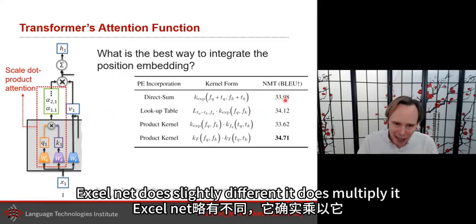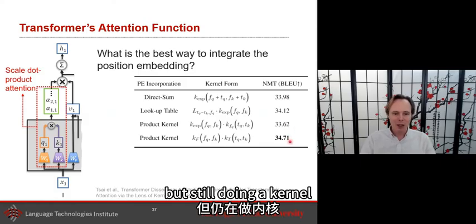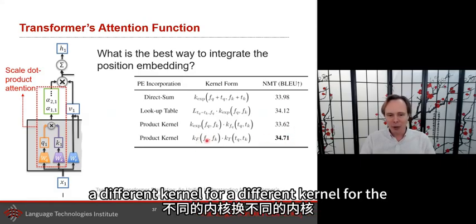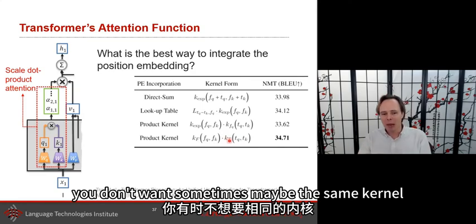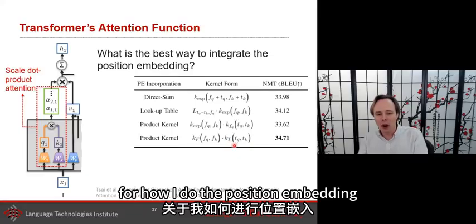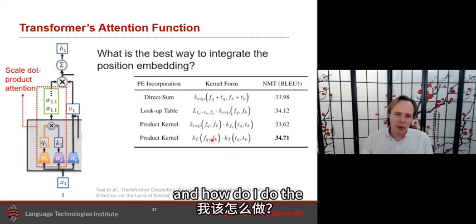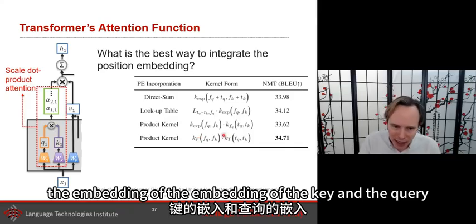While XLNet does something slightly different, it does multiply, but it is still doing a kernel, a different kernel. You don't want sometimes maybe the same kernel for how I do the position embedding and how I do the embedding of the key and the query.